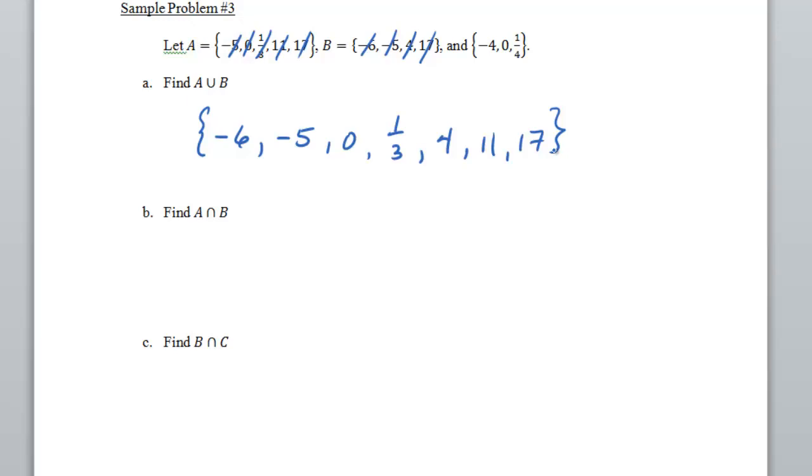So that is a union. It's just a combining of the terms. Now I'm going to go ahead and erase this so I can reuse that information.